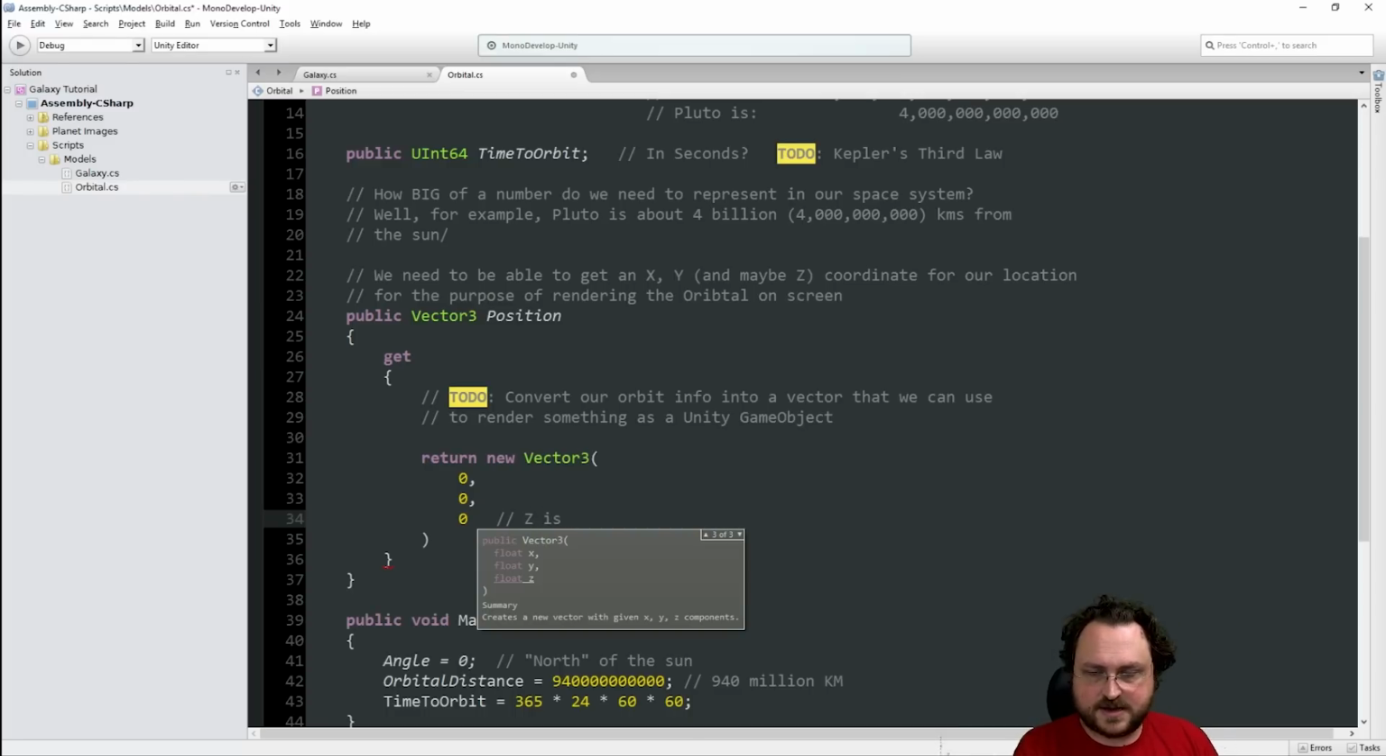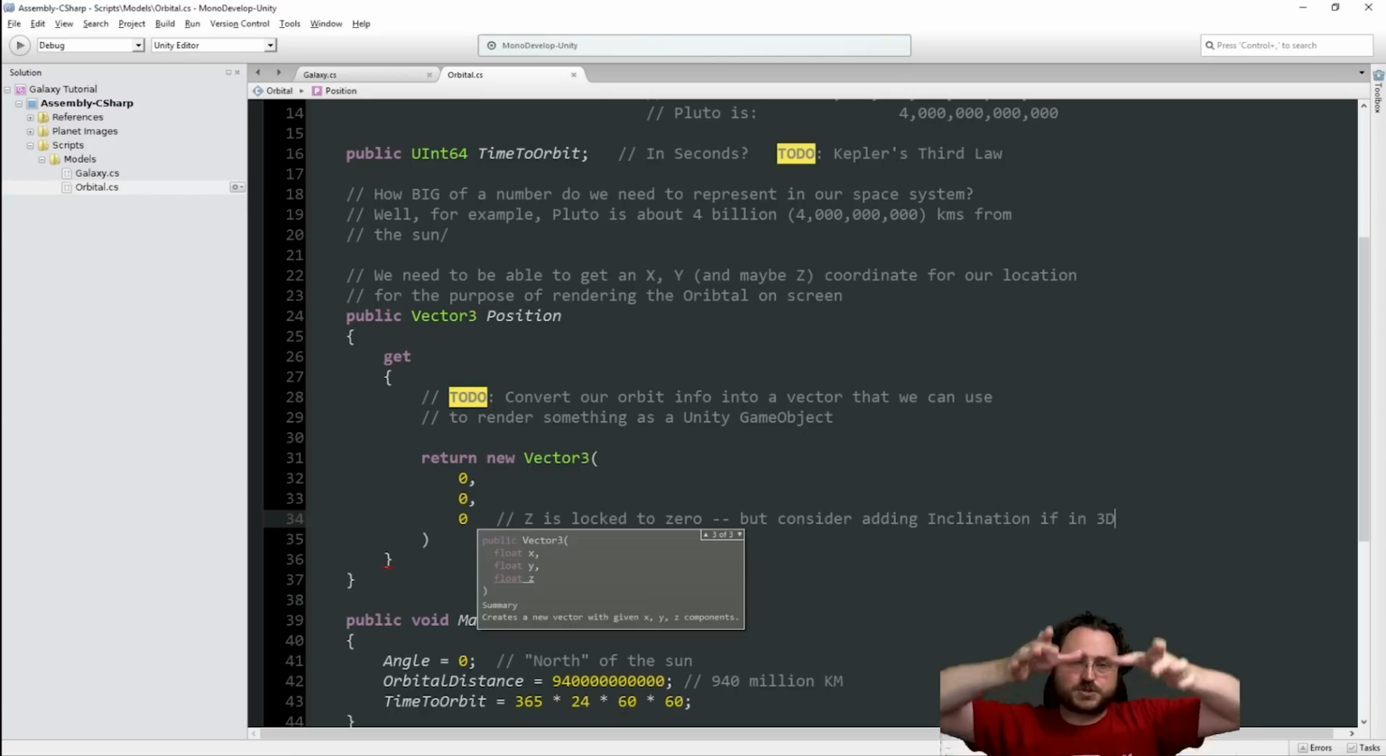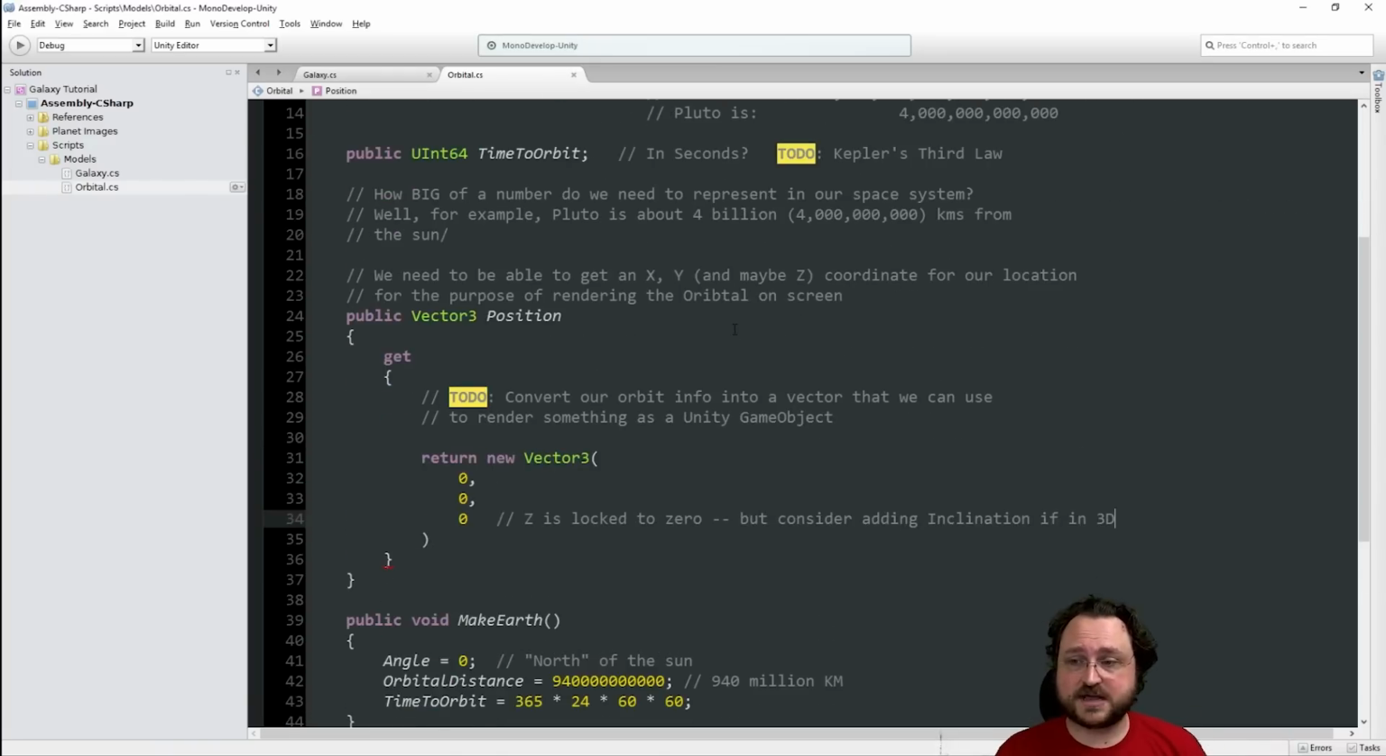Z is locked to 0, but consider adding inclination if in 3D. So we're going to assume, just like we're assuming that everything is perfectly circular, that everything is perfectly planar as well, as opposed to being shifted in different ways for our purposes. But it's very easy to add an inclination angle, or to add more realistic variables that we have to worry about. So what are we doing here? Well, our distance along X, that's how far it travels around the sun, not the distance from it. Oh, did I?